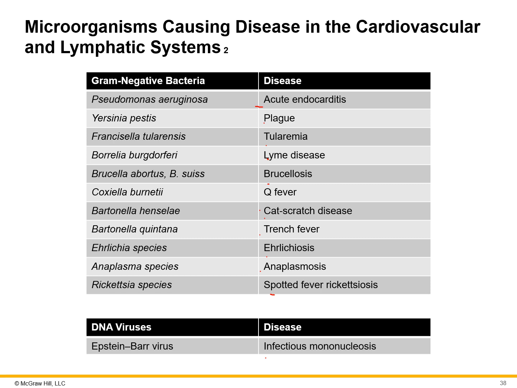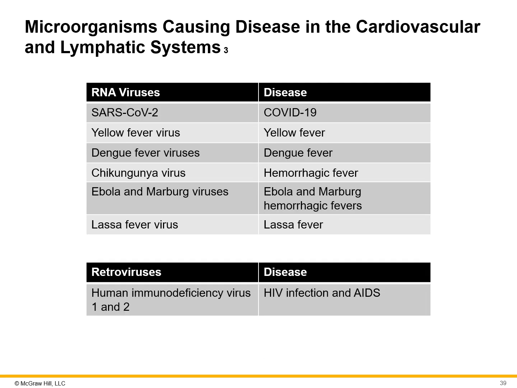The Epstein-Barr virus that causes mono is a DNA virus. Then the RNA viruses: we have those that cause COVID, yellow fever, dengue, some of the hemorrhagic fevers, Ebola and Marburg hemorrhagic fevers, and the Lassa fever. And then HIV that we just talked about is caused by one of those retroviruses. So it's an RNA genome that can be used to make DNA.